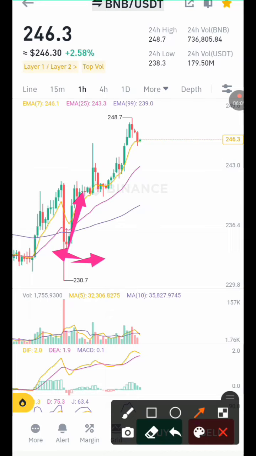The first step I need to do is that this point here was the point I wanted it to break on, right? Sorry guys, the point I wanted it to break on. Now while the coin breaks here, standing at this point over here, I'm going to shift my stop loss over to this level here, right?